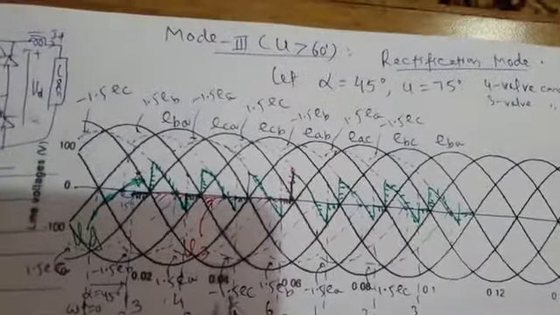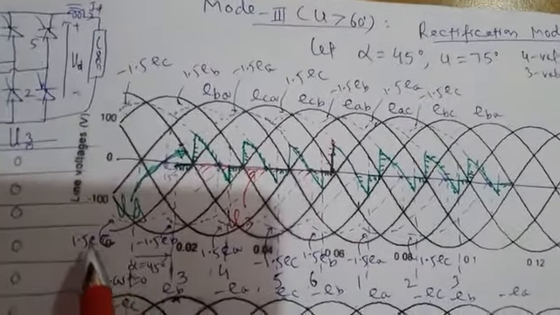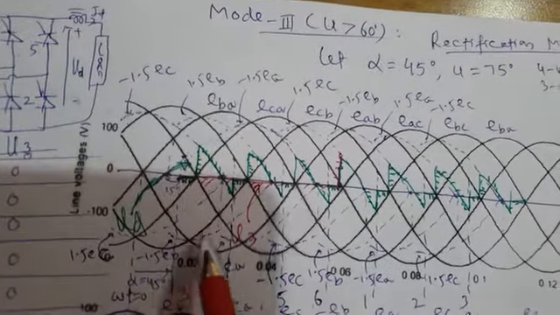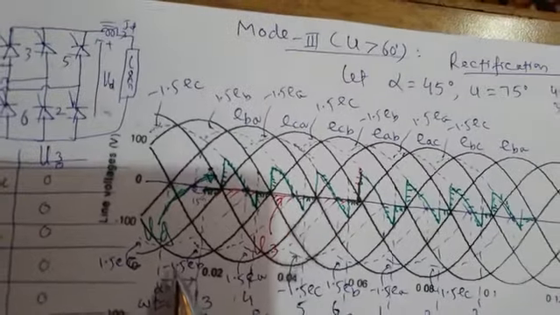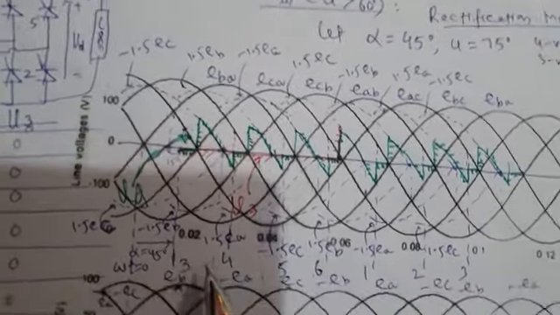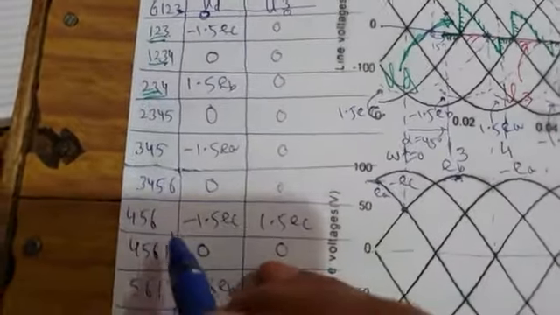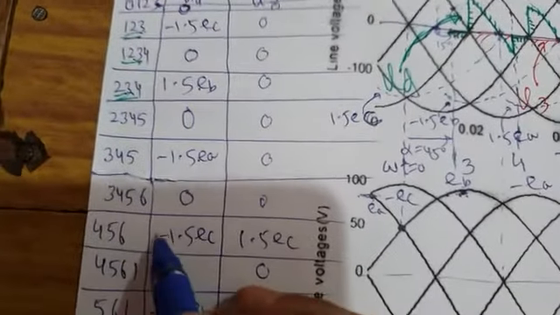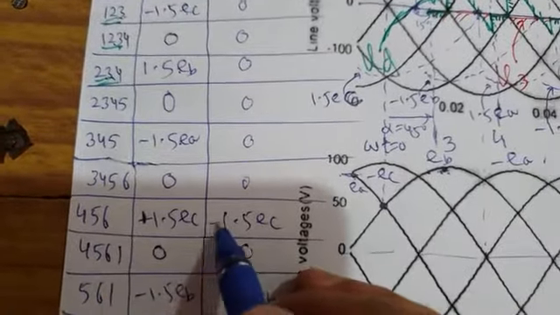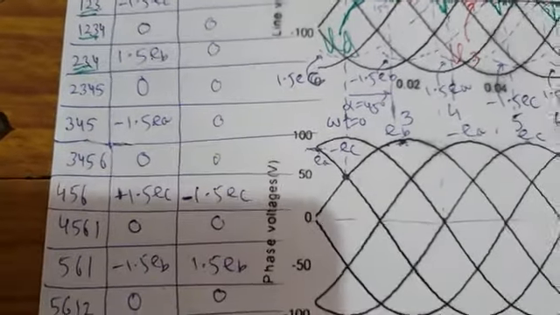Wait for a moment. It is plus 1.5 EC. One minute, I'm sorry. This is 1.5 EC. Minus 1.5 EB, plus 1.5 EA, minus 1.5 EC. There was one mistake here. When 4, 5, 6 valves are conducting, the load voltage here was minus 1.5 EC, so it has to be plus 1.5 EC, and valve voltage accordingly has to be minus 1.5 EC. Because of this, there was some problem here.